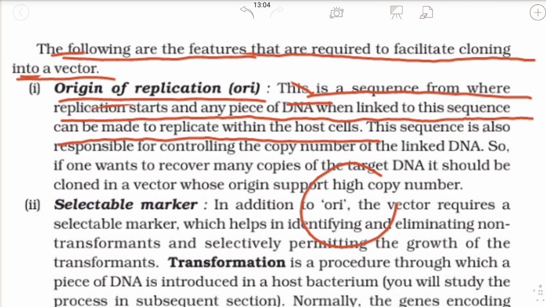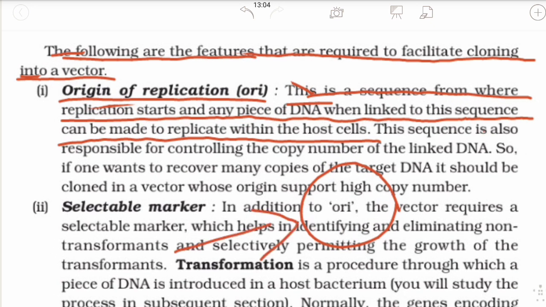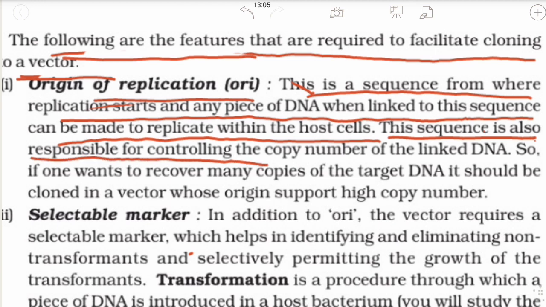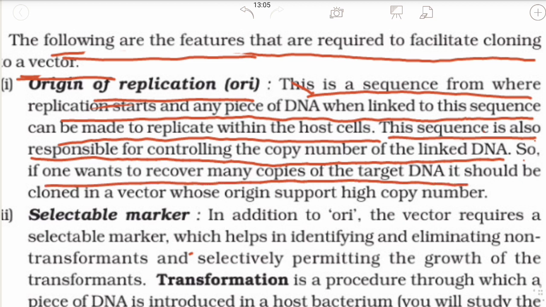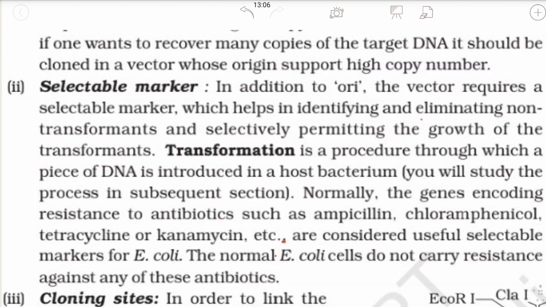Consider this is a plasmid, and if we link the DNA to the plasmid, how many copies are formed of this linked DNA depends mainly on the origin of replication. This sequence is also responsible for controlling the copy number of the linked DNA. So if one wants to recover many copies of the target DNA, it should be cloned in a vector whose origin supports high copy number.